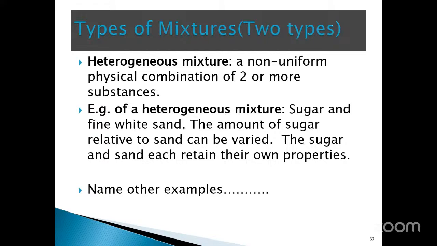Heterogeneous: a non-uniform mixture of 2 or more substances. Oil and water. Oil and water is a very good example of a heterogeneous mixture, right? If you add oil to water, what will happen? You're going to form 2 layers. You're going to have the water below and the oil above, right? And of course, there will be a boundary between the two. So that's a very good example of a heterogeneous mixture. All right. Any other examples you can think of of heterogeneous mixtures?